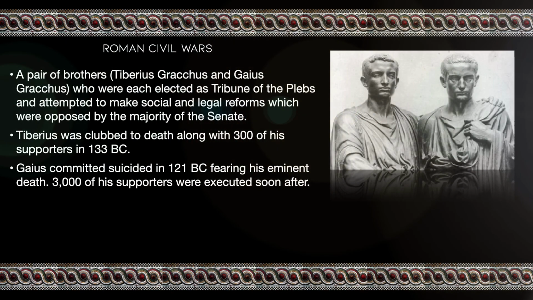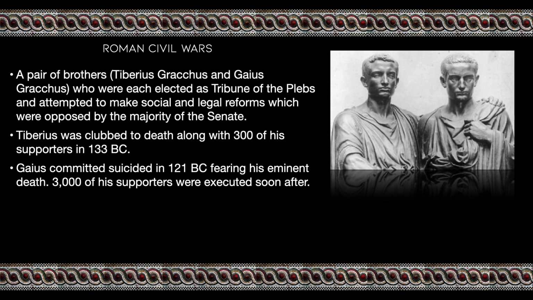They are a pair of brothers, Tiberius Gracchus and Gaius Gracchus. Each were elected as tribune of the plebes and attempted to make some social and legal reforms. These, of course, were opposed by the majority of the Senate because the wealthy landowners didn't want any change. Tiberius would be clubbed to death along with 300 of his supporters in 133 BC. What a terrible tragedy that was. And then his brother Gaius committed suicide in 121 BC, fearing his imminent death. 3,000 of his own supporters were executed soon after. So, as you can imagine, the early effort at reforms by the Gracchi brothers went up in smoke. It went nowhere.